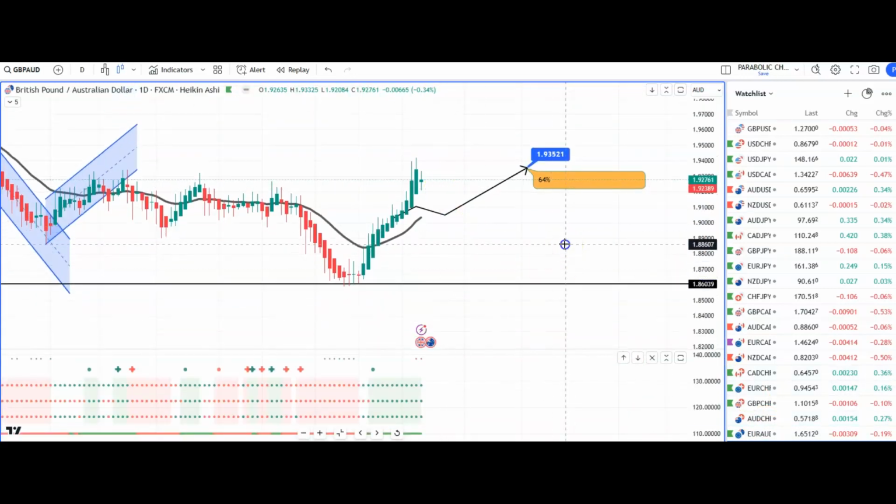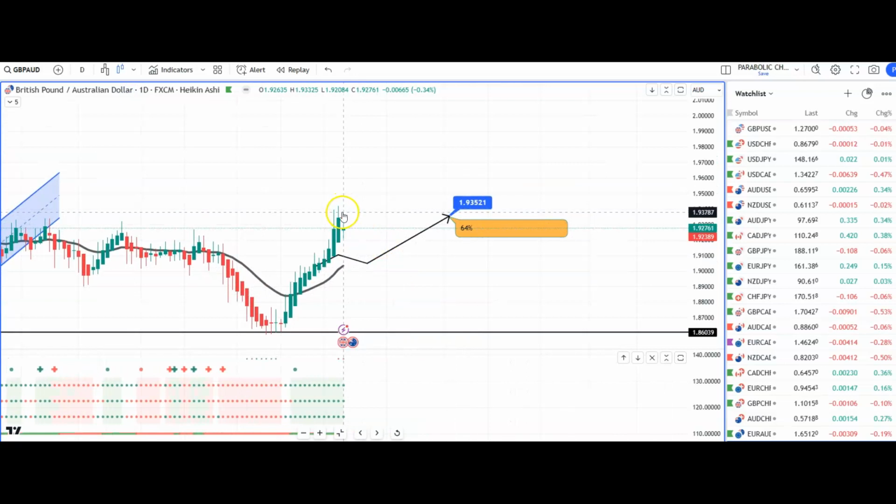Pound Aussie to the upside. Hit our target for this week. So we have to wait for the pullback. That's a 64% chance of being hit, and it was hit. Congratulations.